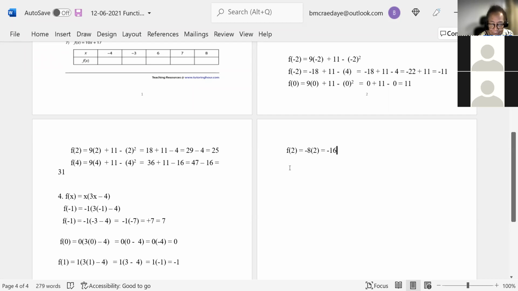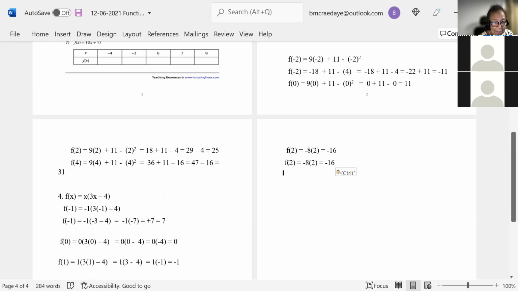Okay? So when it's a 2, the output is f of x is -16. What if it's a 7? Let's put that's 7. Tell me, what do you get when it's a 7?